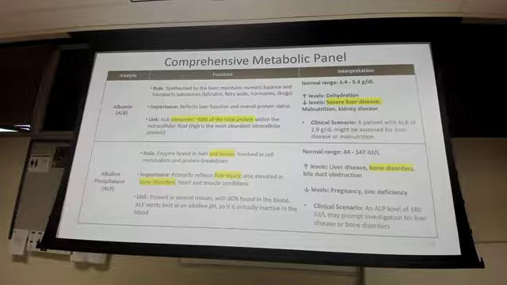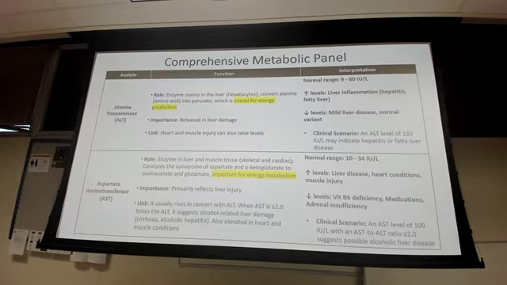ALP, this is found in the liver and bones, is involved in cell metabolism and protein breakdown. Anytime you see an increase of ALP, you want to think liver disease, bone disorders, bile duct obstruction, and decreased levels you'll see in pregnancy and zinc deficiency. ALT, this is crucial for energy production, and AST is important for energy metabolism. So a lot of these, ALT, AST, we're looking at liver conditions, anything dealing with the liver.